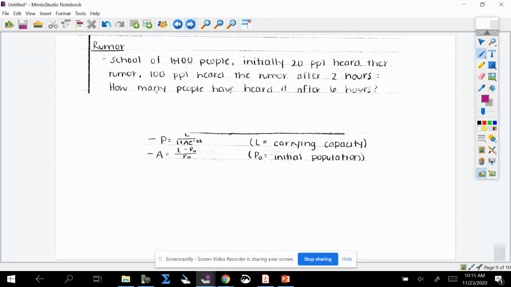Initially, 20 people have heard the rumor. 100 people have heard the rumor 2 hours later. The question is, how many people have heard it after 6 hours have gone by? So we want to start with our A equation.